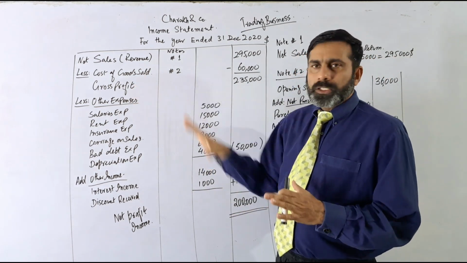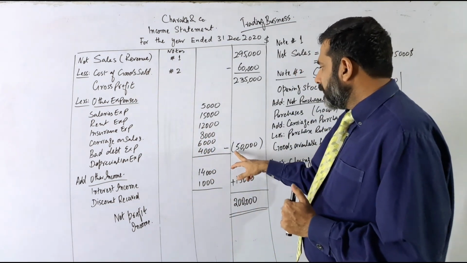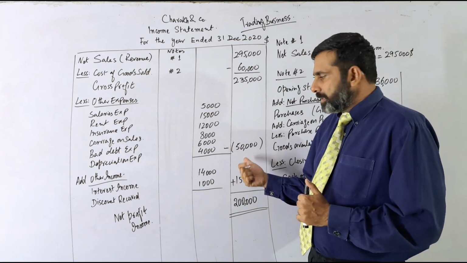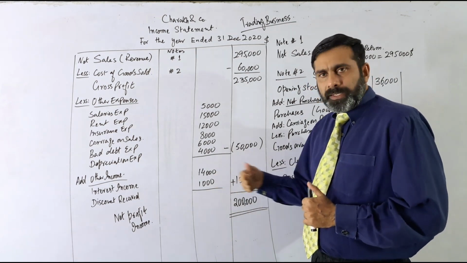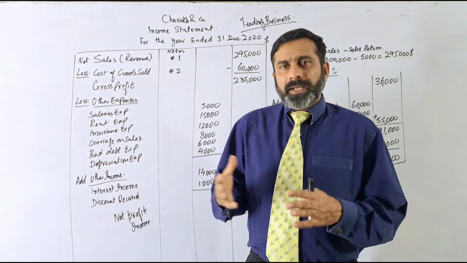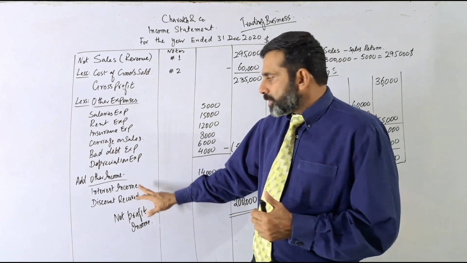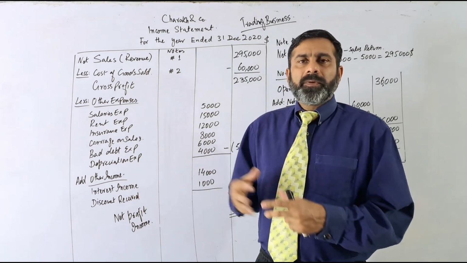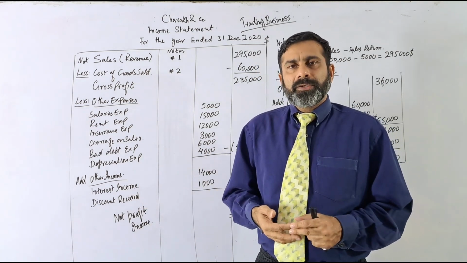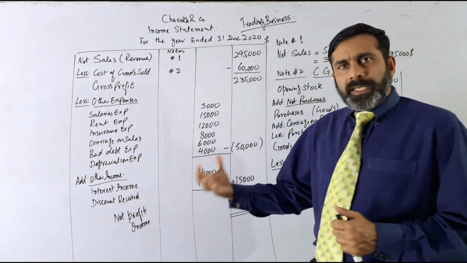This is the gross profit. It means there are so many other expenses they still have to bear. So they have to bear 50,000 as the expenses. Plus there is some other income. Their main source is that they are selling the garments, but there are some other sources. For example, they have deposited some money in the bank, and the bank is giving them interest. So that amount is considered income for them.